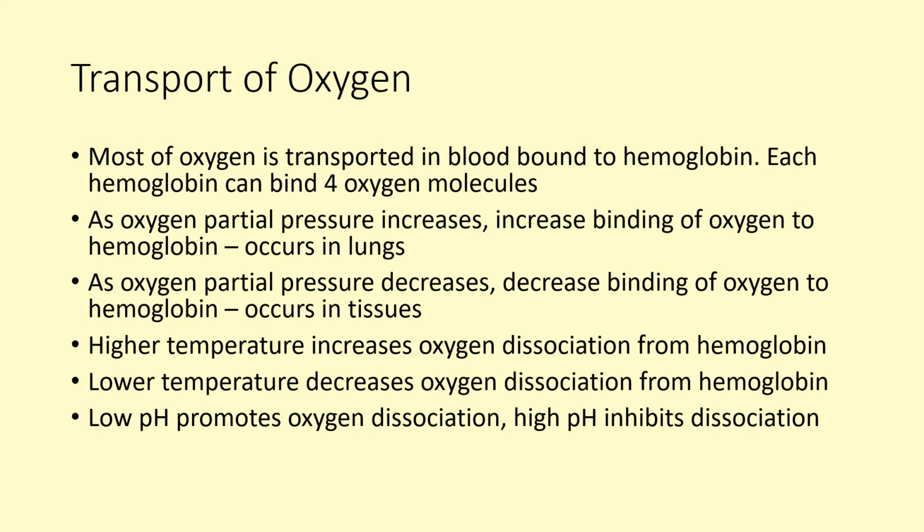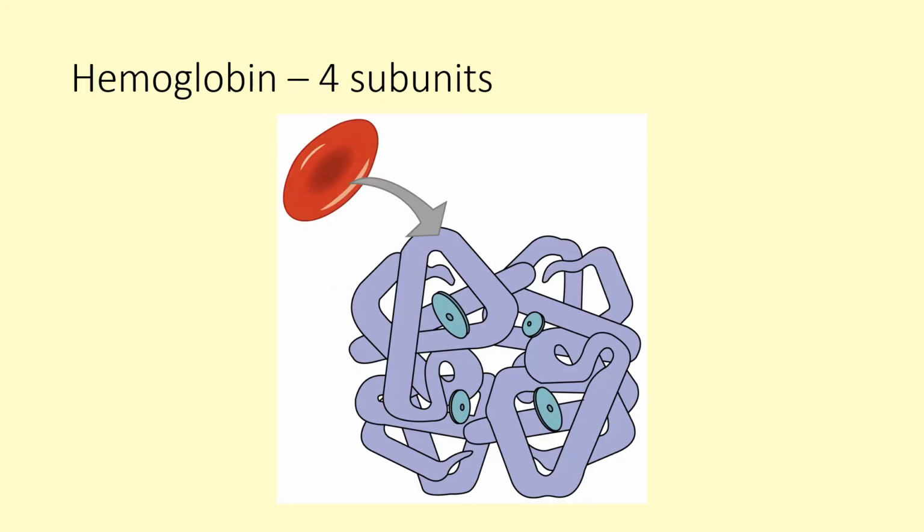Higher temperature increases oxygen dissociation from hemoglobin, releasing it. Lower temperature decreases it, so more of the oxygen remains bound to the hemoglobin at low temperature. pH is going to have a role too. Lower pH, so an acidic pH, is going to promote oxygen dissociation, oxygen coming off of the hemoglobin. With a higher pH, the oxygen is going to remain bound to the hemoglobin.